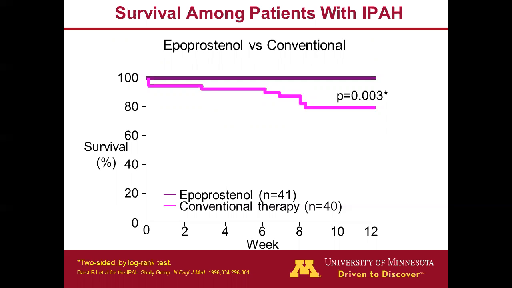These are non-responders. That's how they set studies. Exactly, these are people who did not respond to calcium channel blockers, so they gave them epoprostenol. And in 12 weeks, people who did not get it died significantly more; there's a survival advantage.